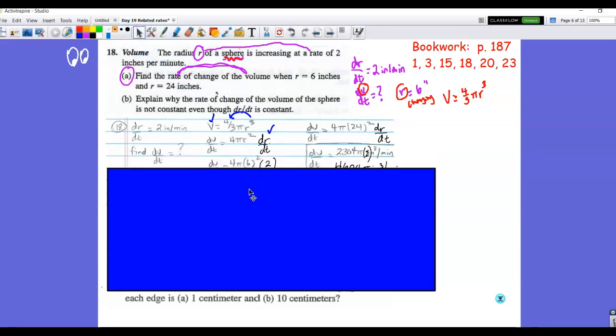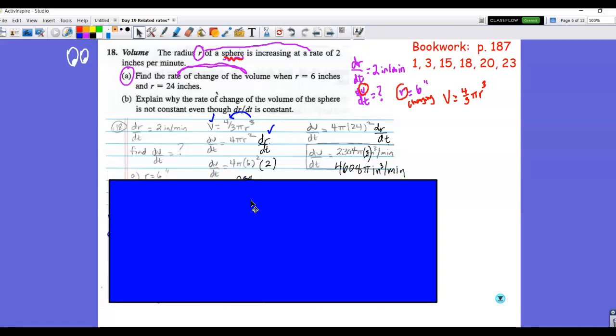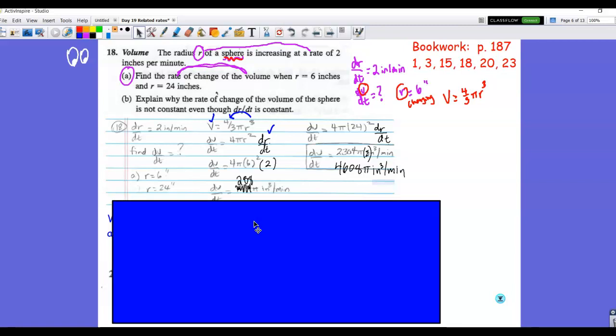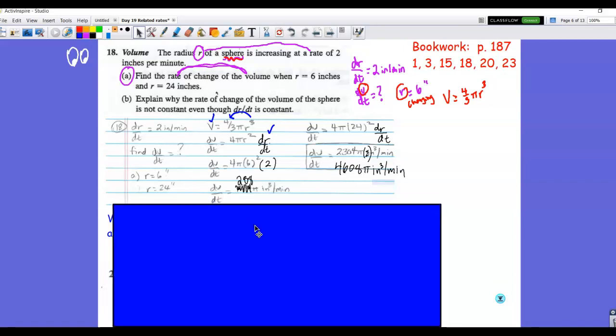Okay, now after I do the differentiation, I can substitute the values that they give me. Do the arithmetic, leave the pi as an exact answer. And since we're finding the rate of change of volume, remember volume is measured in cubic units, so I have inches cubed per minute. And then I go back and do the same thing with the 24, and it's just going to be a different number.